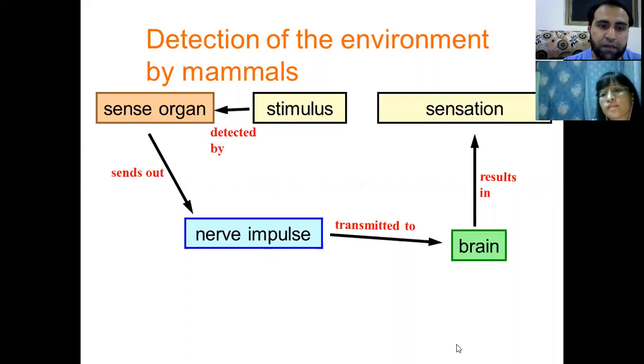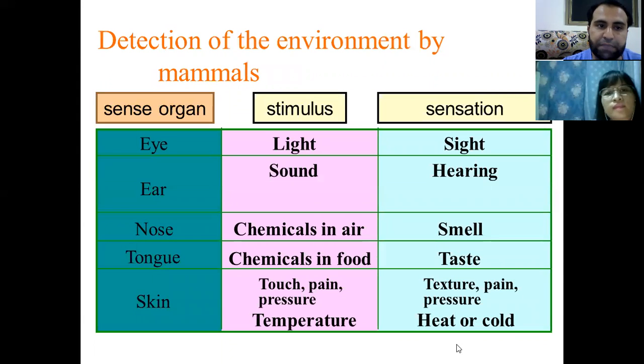Now, let us discuss different sense organs. These are the sense organs: eye, ear, nose, tongue, and skin. For the eye, the stimulus is light. When light falls on your eye, it stimulates certain cells, special photoreceptors. The eye contains photoreceptors, the receptors that accept light. These are specialized cells. After that, you will see the thing. When you see the thing, that is sensation. So sight is the sensation for the eye.